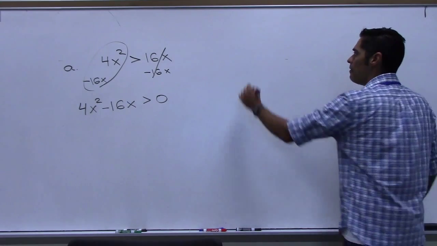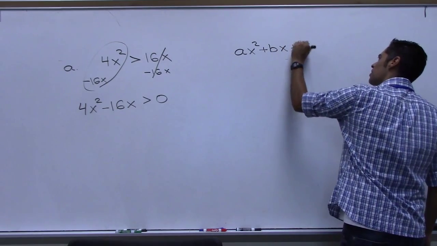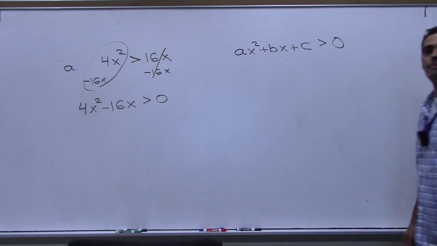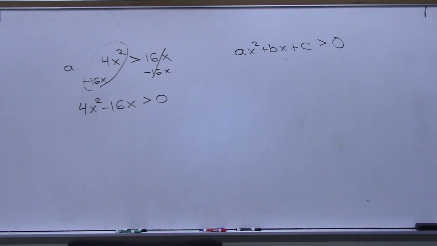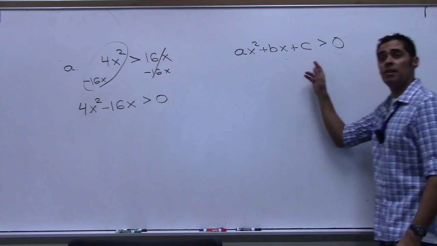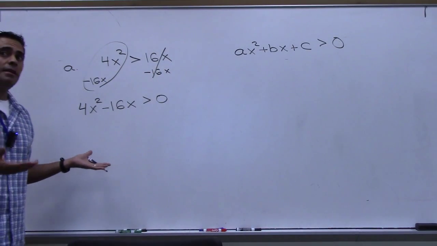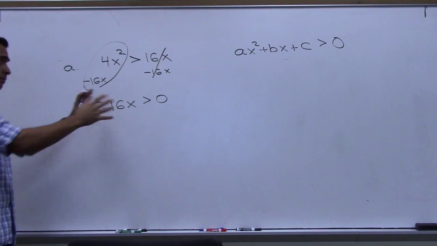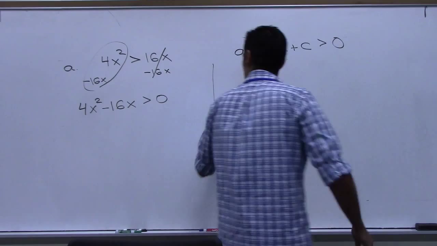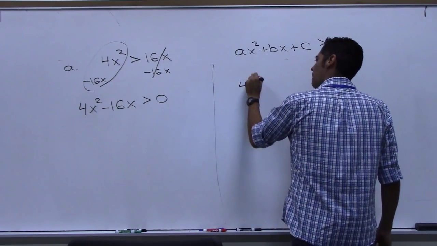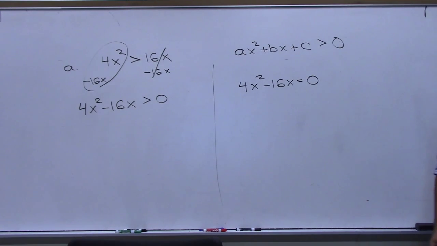So that does have the form right now of ax squared plus bx plus c strictly greater than 0, doesn't it? A for us in this problem is 4, b is negative 16, and c is 0 because there's no constant term there. So we've got what we need. First step, after we've moved everything over, set it equal to 0. Right. So we're going to take this thing, set it to 0, and solve.